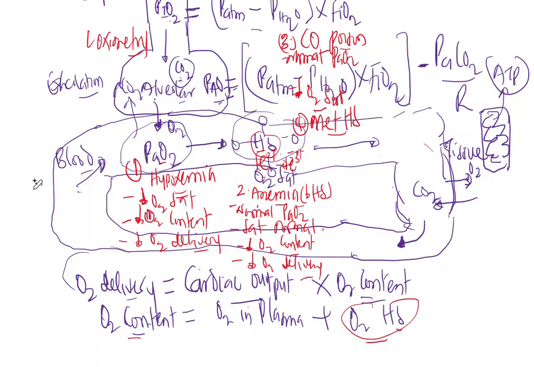It cannot carry oxygen. The only thing it is good for is that it can bind to cyanide. That is a story for another day. So with methemoglobinemia, remember, everything upstream will not be affected. So you're going to have a normal PaO₂.